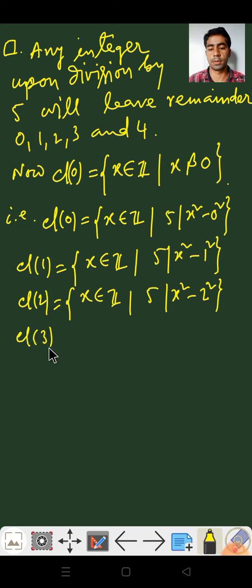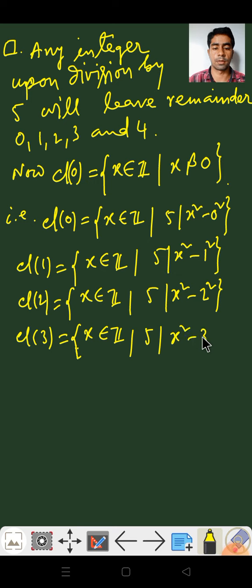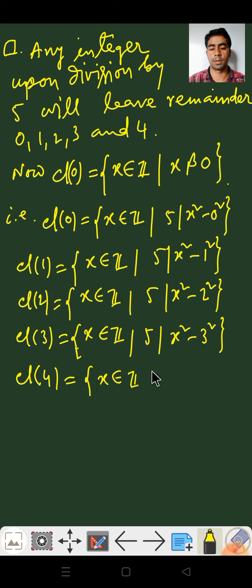Class of 3 is x belongs to Z such that 5 divides x square minus 3 square, and class of 4 is x belongs to Z such that 5 divides x square minus 4 square.